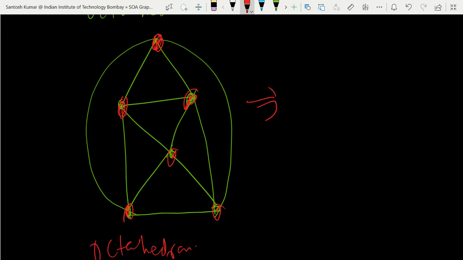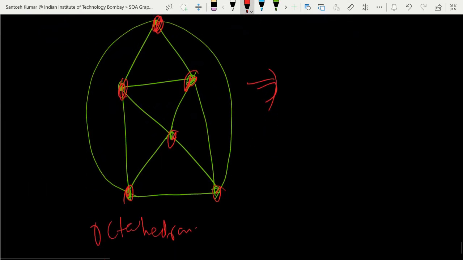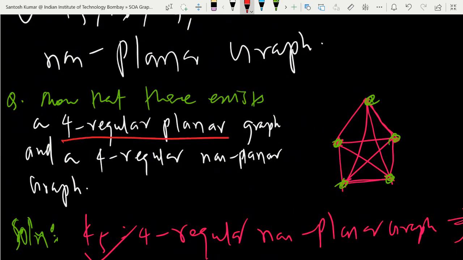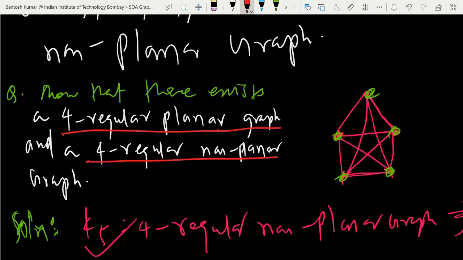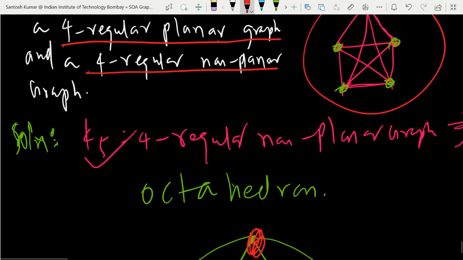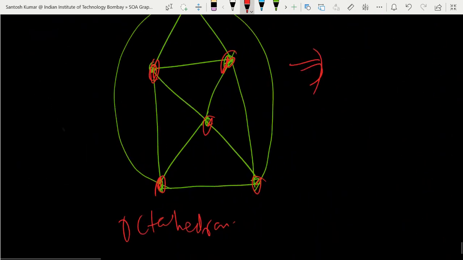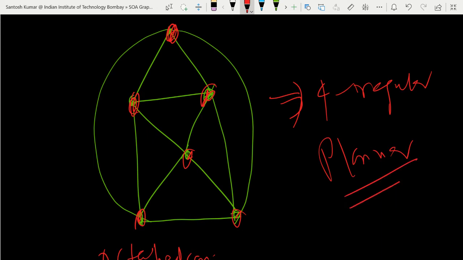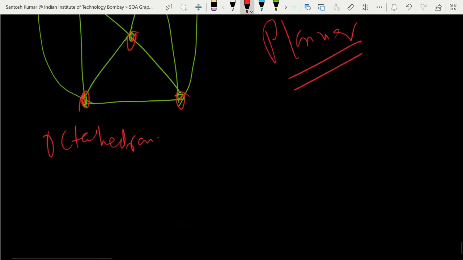Okay, so this graph is the example. So you have to write two graphs. The question was to draw one four regular planar graph and one four regular non-planar graph. So K5 is the example for four regular non-planar, and this is the example for four regular planar. So you need two examples, and you got that.